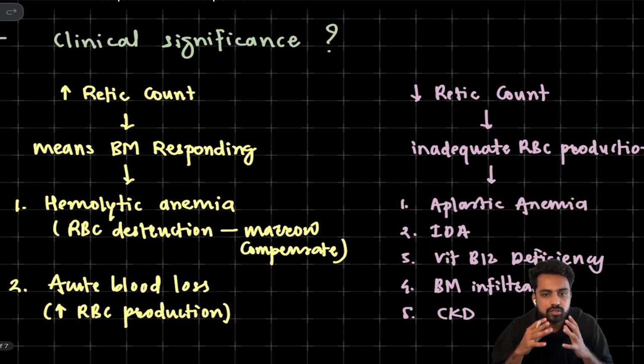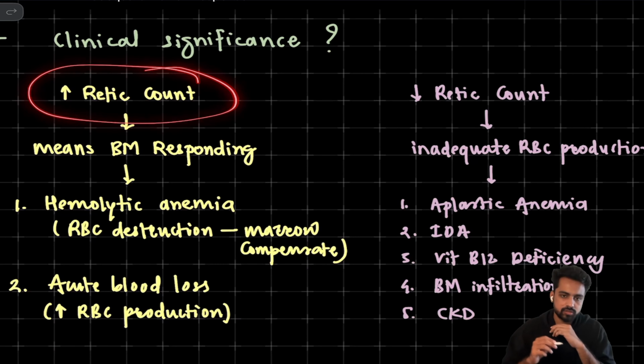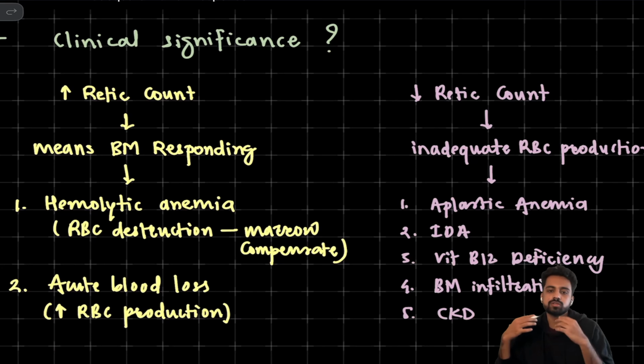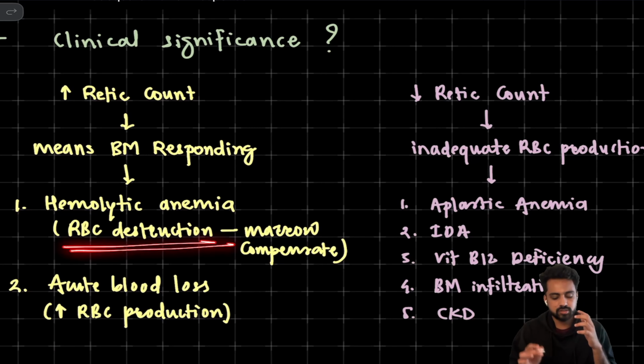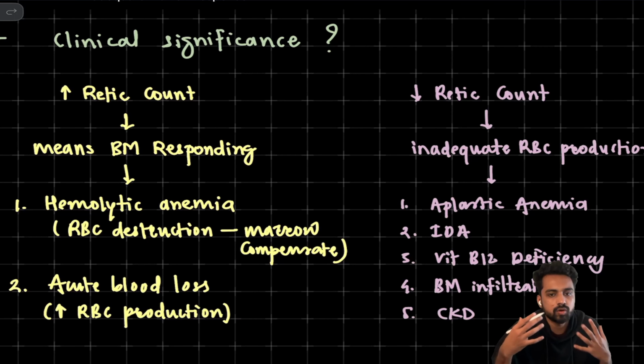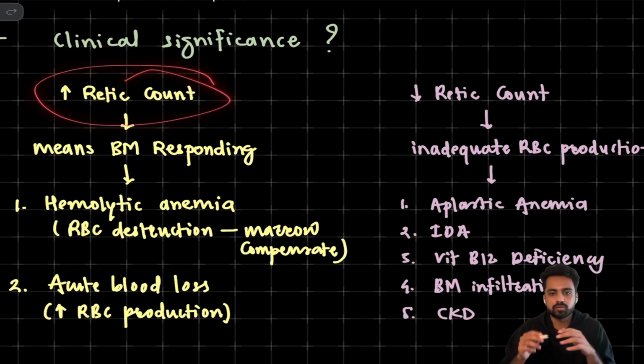Lastly, what is the significance of the reticulocyte count we discussed earlier? If there is a high reticulocyte count in a patient, it means the bone marrow is responding properly. We can see this in hemolytic anemia, where there is RBC destruction and the marrow tries to compensate by releasing more immature RBCs into the peripheral blood. Next is acute blood loss, where there is a massive loss of blood, so there should be increased RBC production to compensate. There also the reticulocyte count is increased.